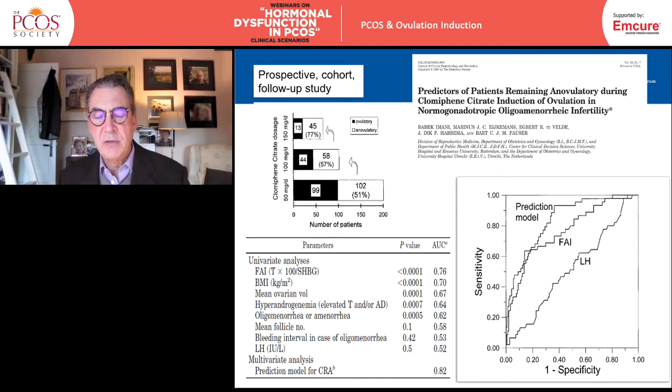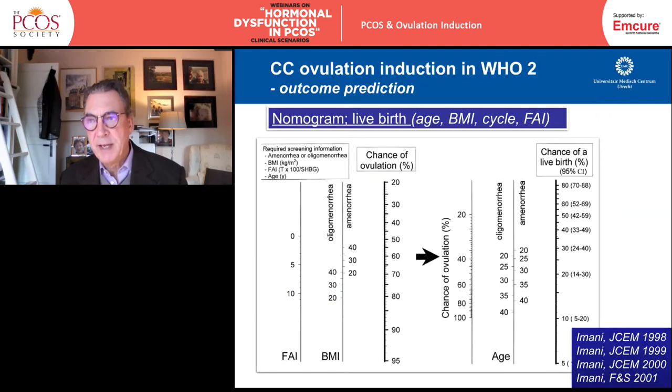And we tried to individualize this, and you can see that's a whole series of papers by one of my PhD students, Robert Imani at the time, where based on these factors, age, body mass index, cycle history, and free androgen index, you can on an individual basis first calculate the chances of this woman to ovulate and then for her to have a live birth. I think a nice approach in aiming to individualize rather than having the same intervention for everybody.